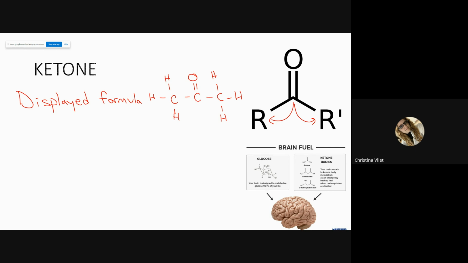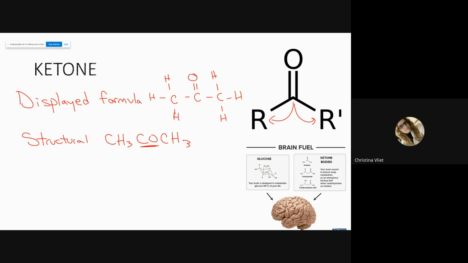Because you can't have a central carbon until you have at least three carbons. Otherwise, they have to be on the end. So then displayed is this. What's the structural version? Structural is CH3COCH3. So if you see this in the middle of your molecule and it's structural, that means they have provided you with a ketone.